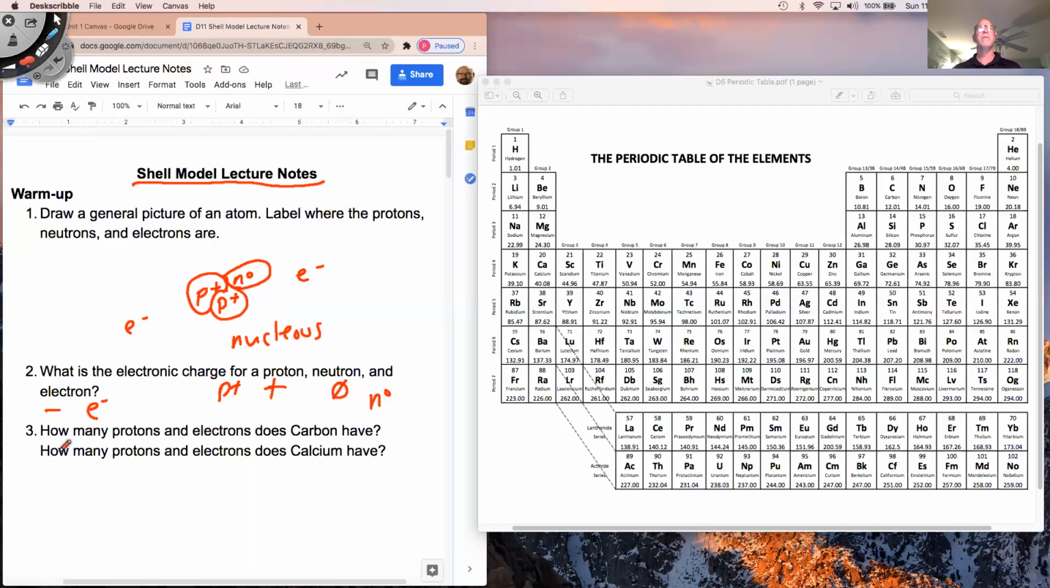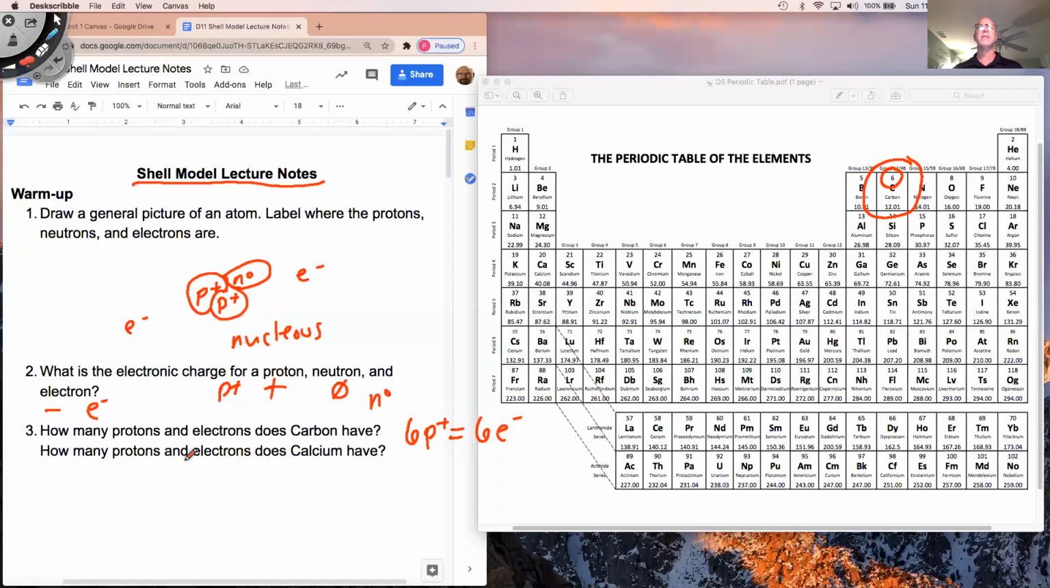So let's finish up the warm-up here with how many protons and electrons does carbon have? Well, here's carbon right over here. So how many protons and electrons does carbon have? All right, well, carbon is element number 6. You can see element number 6 right here. And that is the atomic number. And so that means that atomic number directly correlates to the number of protons. So carbon has 6 protons. How many electrons does carbon have? Well, carbon is a neutral atom, and the number of protons equals the number of electrons in a neutral atom. And so we have 6 protons and 6 electrons.